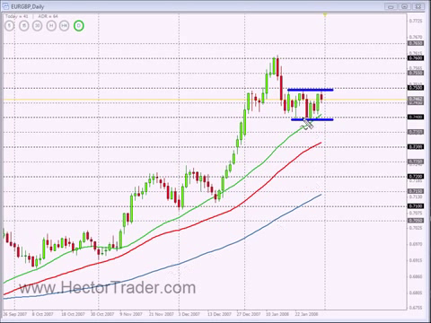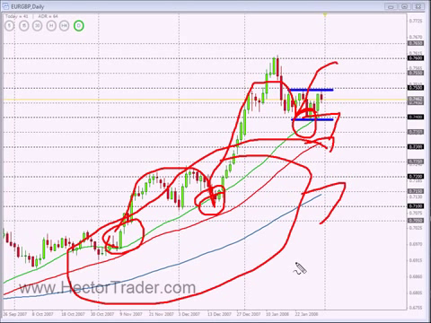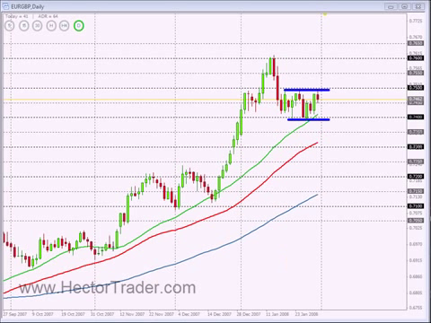Nice moving average formation, all of them pointing up, parallel to each other, no crossover whatsoever. Dynamic area of resistance nicely holding every swing in the direction of the trend. So basically I'm looking to trade a possible long scenario here, a long entry.